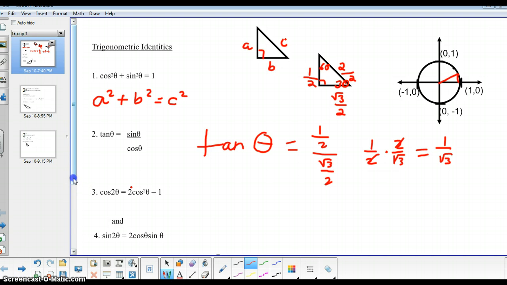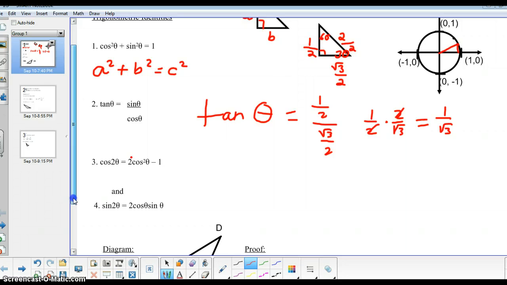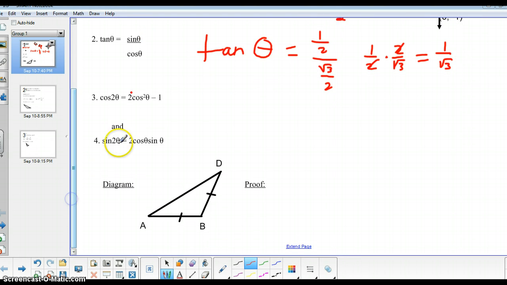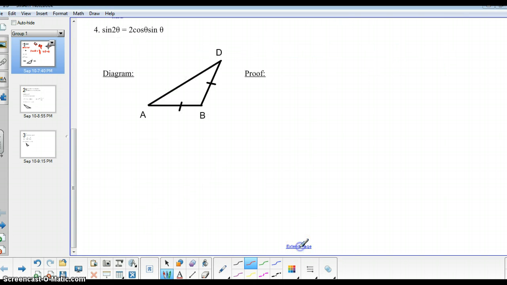Okay, our last two identities are cosine 2 theta equals 2 cosine squared of theta minus 1, and sine 2 theta equals 2 times cosine theta times sine theta. Let's look at number 3 and this identity here and prove that one. This one will be more of a traditional proof than the last ones where I was showing.